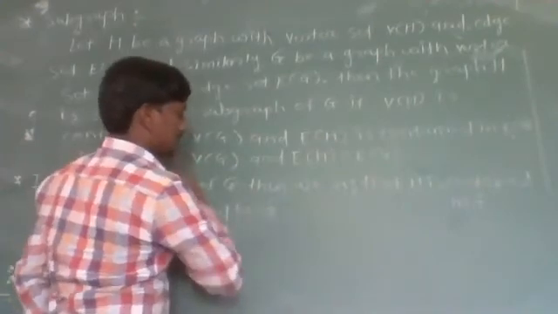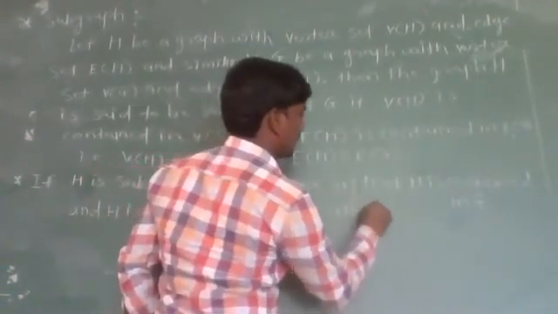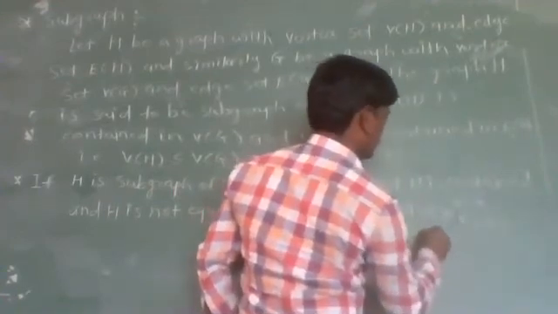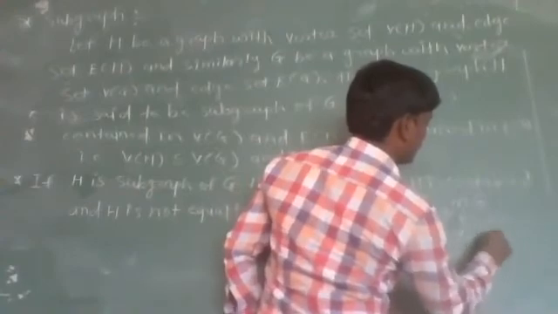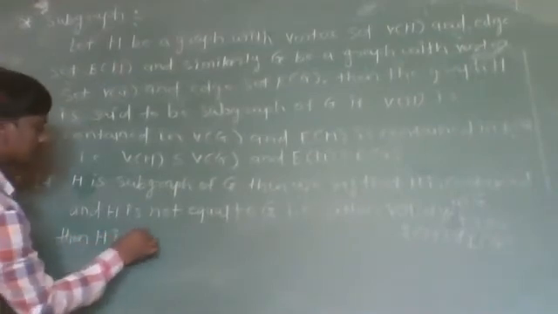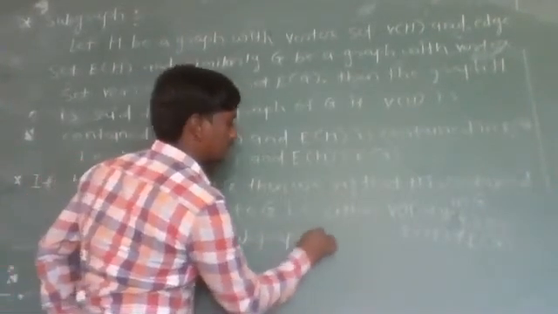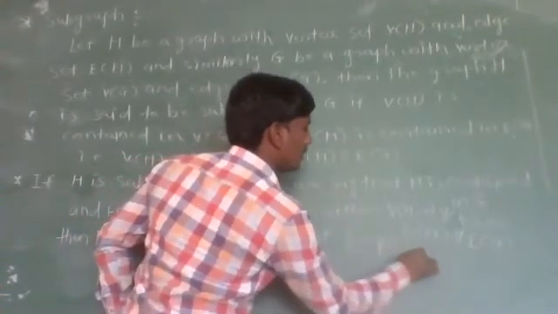If H is contained in graph G and H is not equal to G, that is, either the vertex set of H is not equal to the vertex set of G or the edge set of H is not equal to the edge set of graph G, then we say that H is a proper subgraph of graph G. We can also say that G is a supergraph of H.